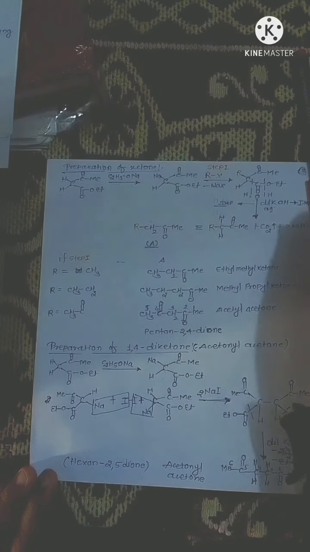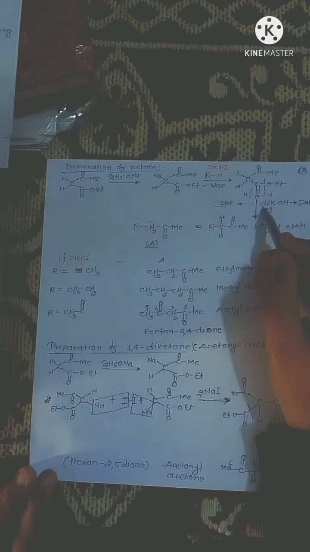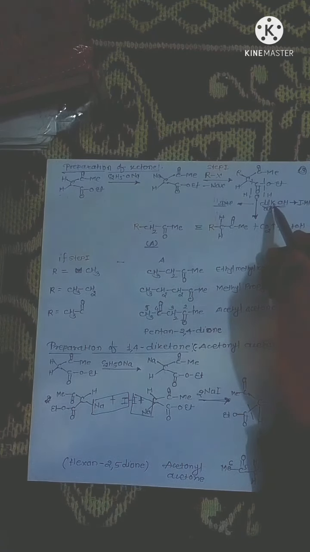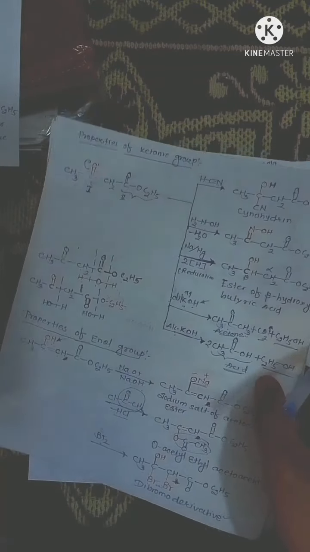Now the very important step is happening here. A very important reagent. Just see here, we write dilute KOH, not concentrated KOH. If we write concentrated KOH here, then the product is different. But when we write dilute KOH, as we saw previously, we get a ketone molecule.